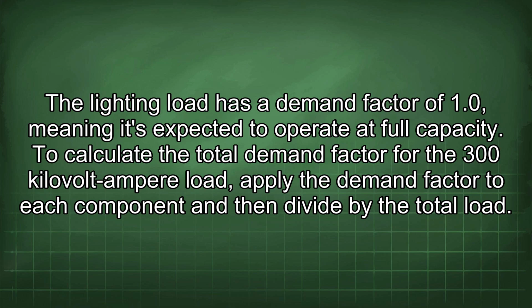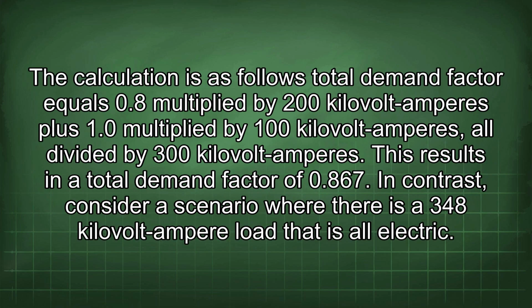To calculate the total demand factor for the 300 kV load, apply the demand factor to each component and then divide by the total load. The calculation is as follows: total demand factor equals 0.8 multiplied by 200 kV plus 1.0 multiplied by 100 kV, all divided by 300 kV. This results in a total demand factor of 0.867.